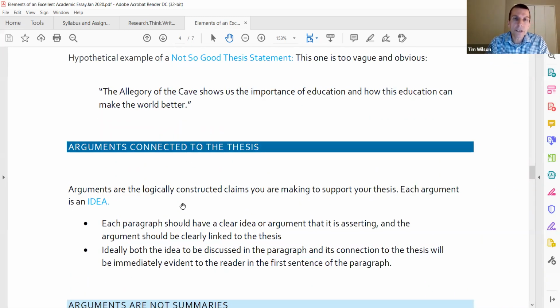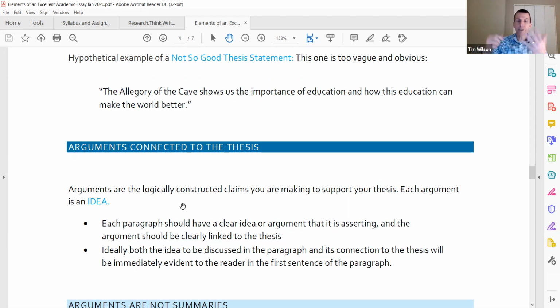And a not so good thesis statement: the allegory of the cave shows us the importance of education and how this education makes the world better. So again, broad, obvious, needs to be more narrowly defined, okay? So really specific. Remember that if you take nothing else away from the thesis discussion: specific, okay?